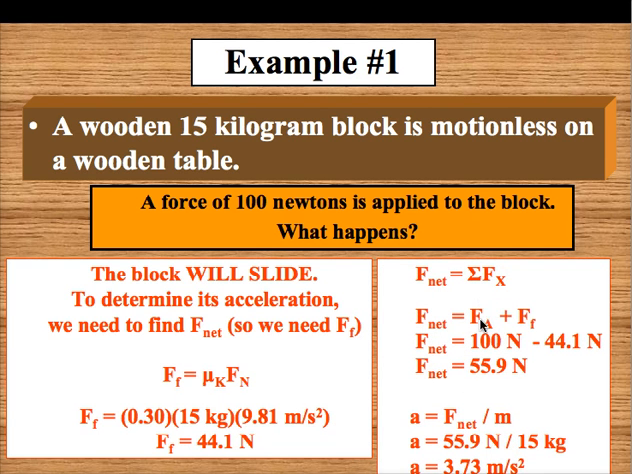Therefore we can find the net force, the sum of the forces in the x direction, as the applied force plus the frictional force. Remember, if the frictional force is in the opposite direction of motion, it's always going to be subtractive. It's always going to have the opposite sign. So the net force is 55.9 newtons. From there we can figure out the acceleration of this particular block. a equals F net over m. We get 3.73 meters per second squared as the acceleration of this block.